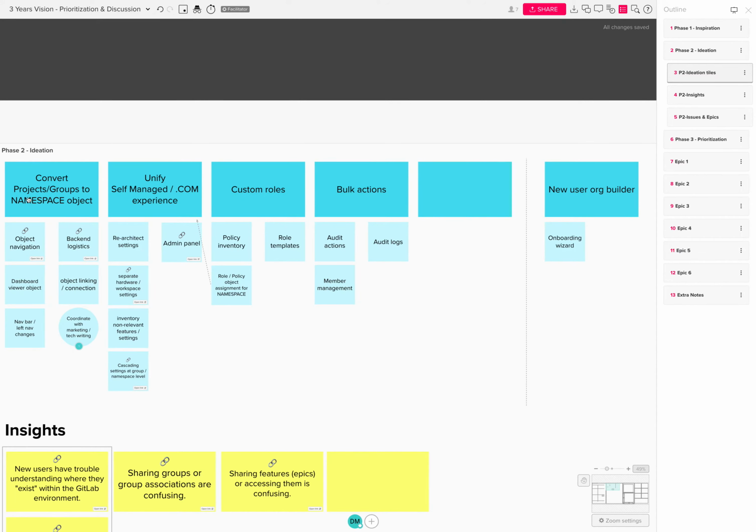So across the top, we have some of the high-level concerns or high-level epics that we want to talk about. These are things that we are already working on, for example, projects and groups merging into a namespace object, unifying the .com and self-managed experience, and some other things such as custom roles and bulk actions. And a new thing that I'm looking at is a new organization structure builder for first-time users. But this is a low priority, just something off the top of my head.